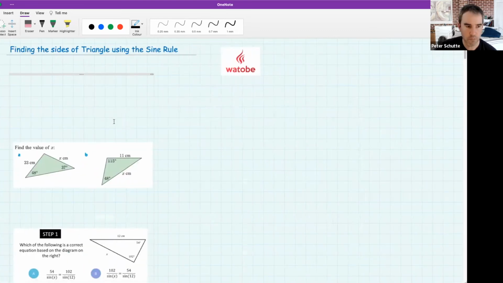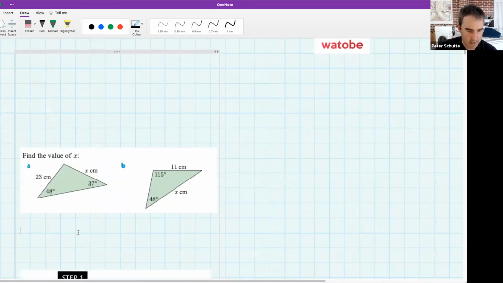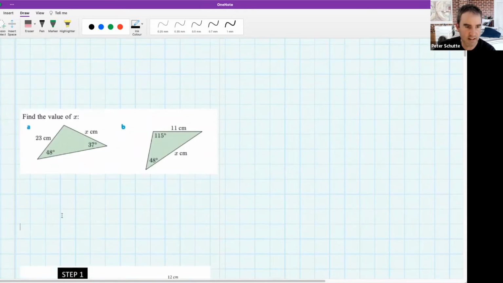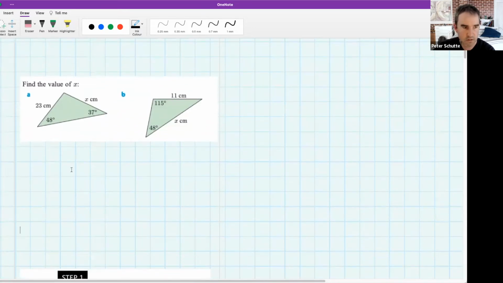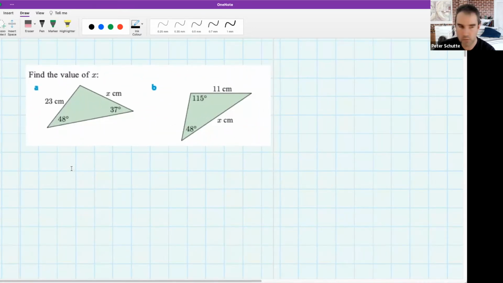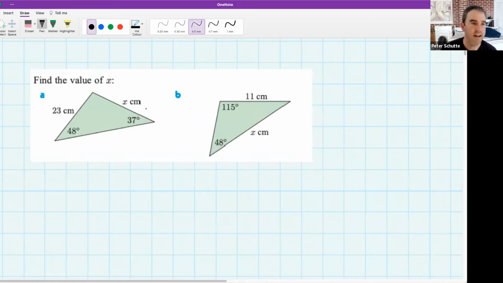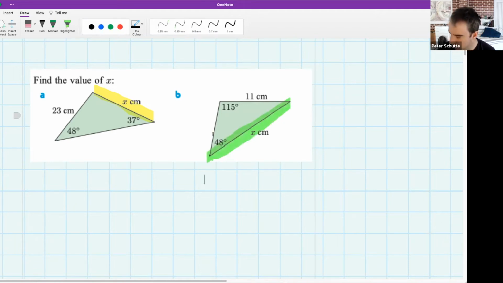I'm going to give you these 2 questions, and then we will take a little break. So for everyone in the class, I want you to try and find for me the length of X in question A. And then I want you to try and find the length of X in question B as well. And so I'm handing that over to you.